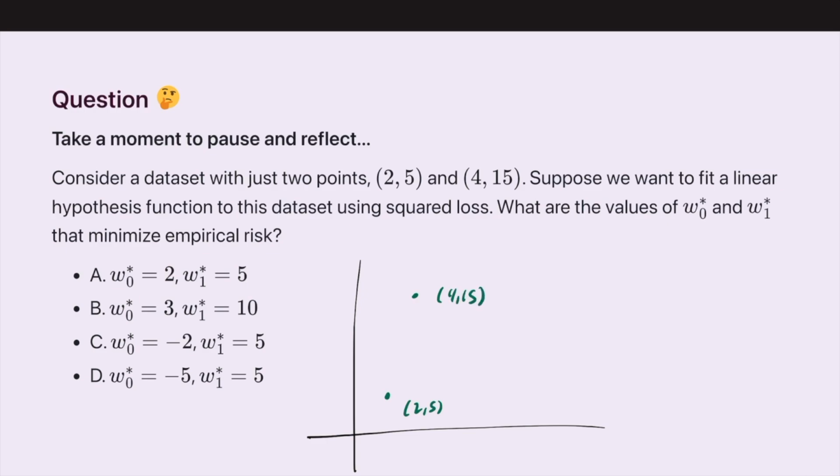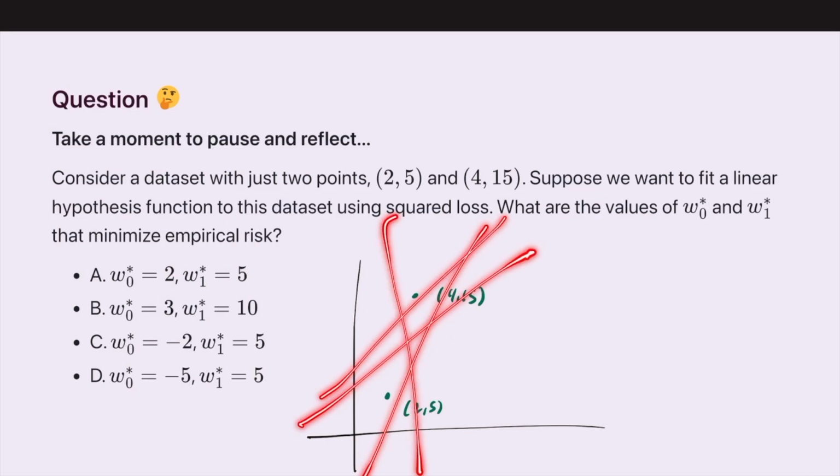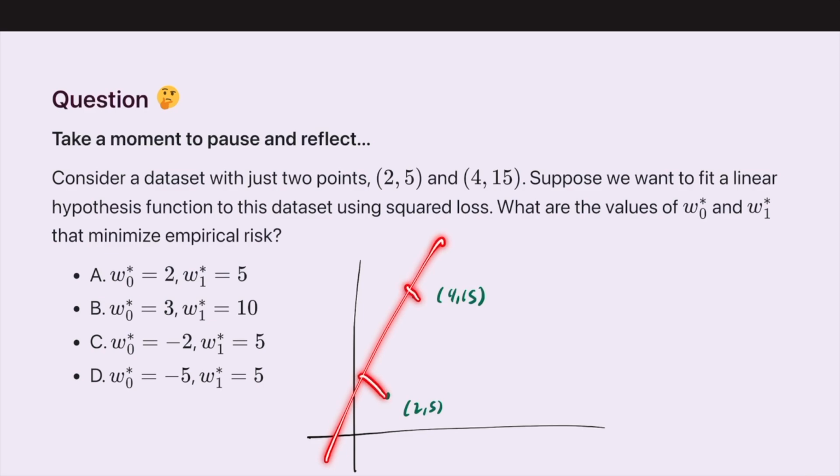Okay, so we want to fit a linear hypothesis function that minimizes the empirical risk through squared loss. So we know that we want to draw a line, and we can draw any line, right? If we want to draw the line that minimizes that distance, what's the best way to do that? Well, we just draw a line that goes through these 2 data points. That's what we want to do. Because if it goes through both data points, then we know the minimization will be 0, because there's no distance. And a line can go through 2 data points.